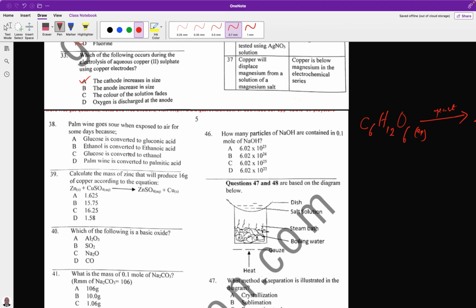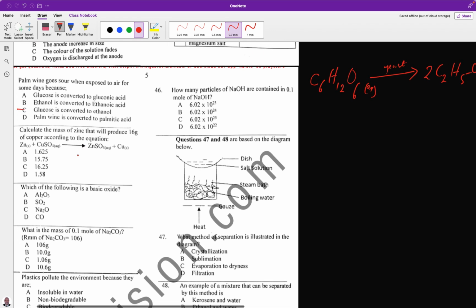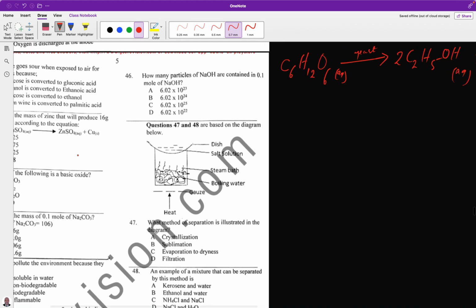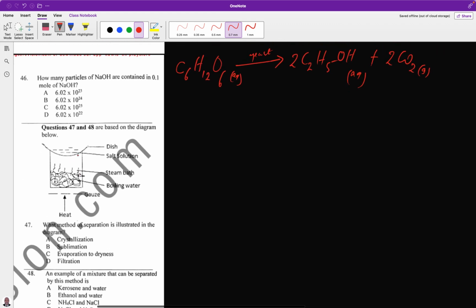Now, question number 39. Calculate the mass of zinc that will produce 16 grams of copper, according to the equation zinc solid plus copper sulfate to give zinc sulfate plus copper. You have been given the mass of copper. You will use that mass to calculate the moles.